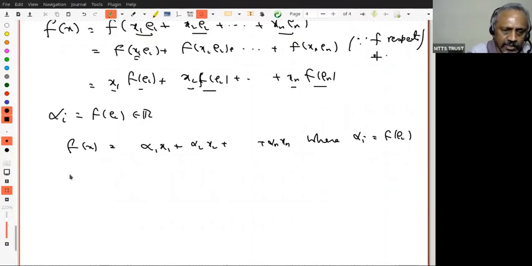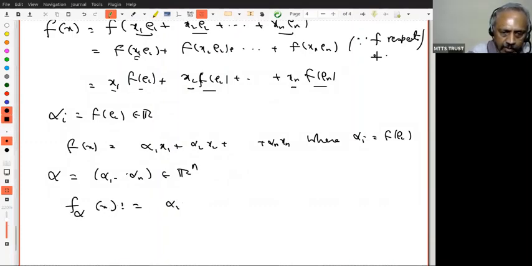So let us call, given a vector alpha as alpha 1 to alpha n, this vector in R^n. Now I claim, let us define f alpha of x. This is a definition: equal to alpha 1 x1 plus dot dot dot plus alpha n xn. Then this is a real number. I claim f alpha is a linear map.